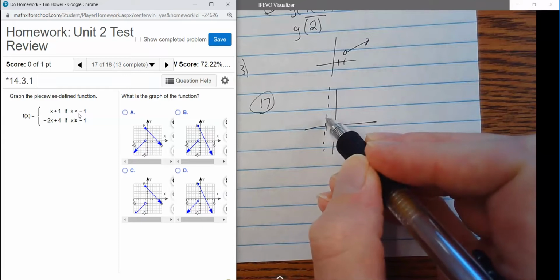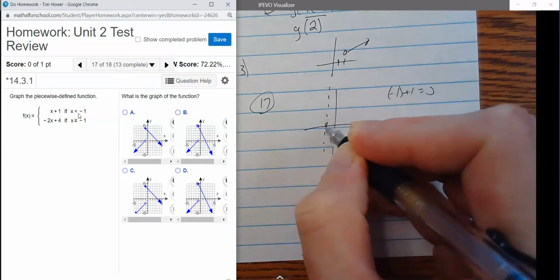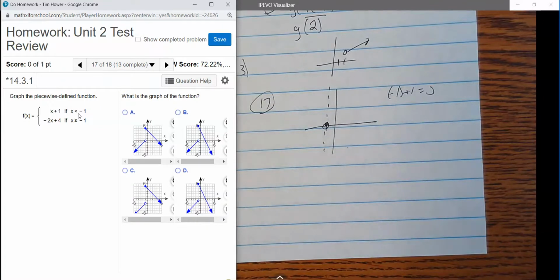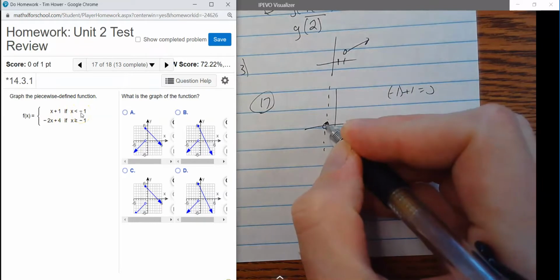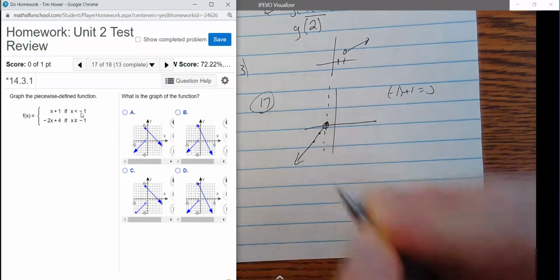Well, let's plug in -1 and see. So you plug in -1 plus 1 into the function. So -1 plus 1, you get 0. So that means at 0, I have an open circle because it's a less than over here, x less than -1. It has a slope of 1, so I'm going to go down 1, left 1, down 1, left 1. I'm going to go like that.